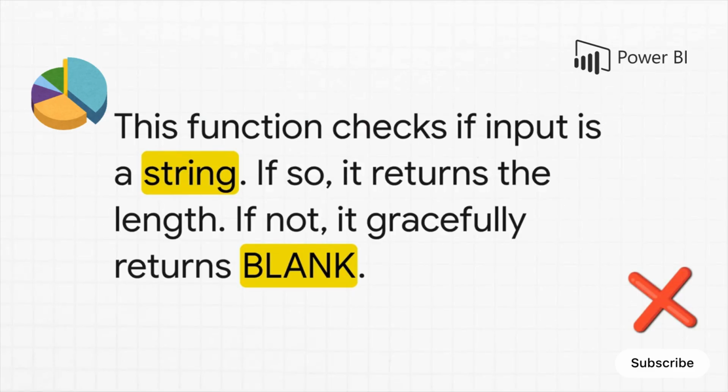Here's a classic example, a function to get the length of a string. But before we just run LEN, we check, is string? Is this thing you gave me actually text? If yes, great, we return the length. If no, maybe someone passed in a number by mistake, we just return blank instead of blowing up the whole visual with an error message. That's what I mean by robust.